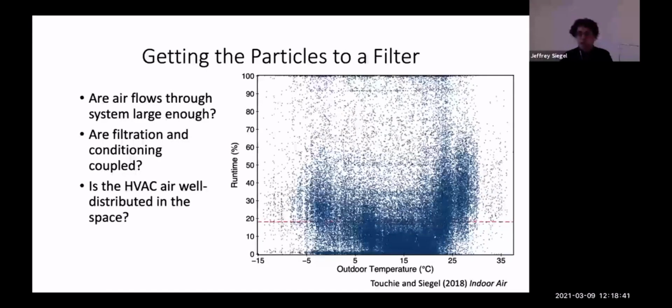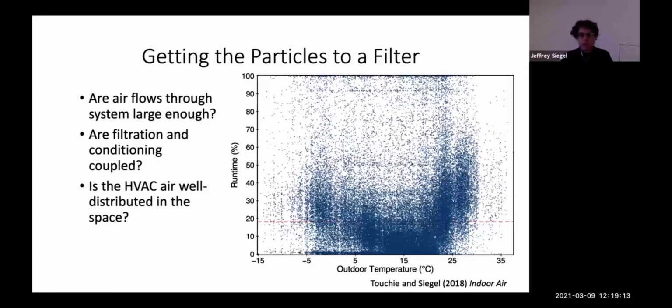This is data from about 7,000 homes with forced air heating and cooling systems in North America. And each dot here represents a month of operation, where the y-axis is the runtime, how often the system operates, and the x-axis is the outdoor temperature. And so there's a couple of big picture messages from this figure. Number one is, there's a little bit of structure, but not a ton. Mostly there's a lot of variation.